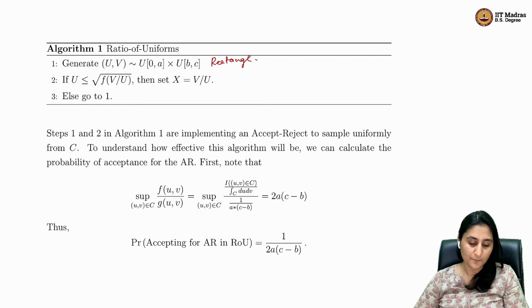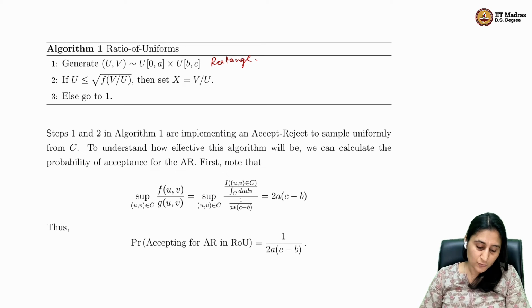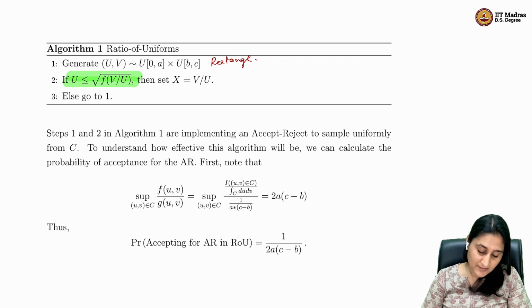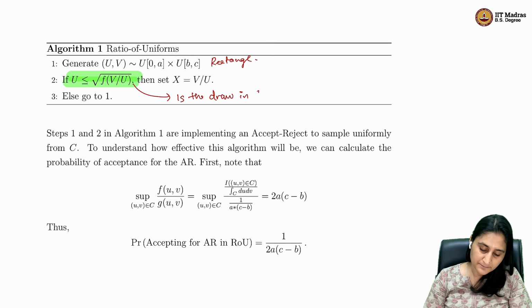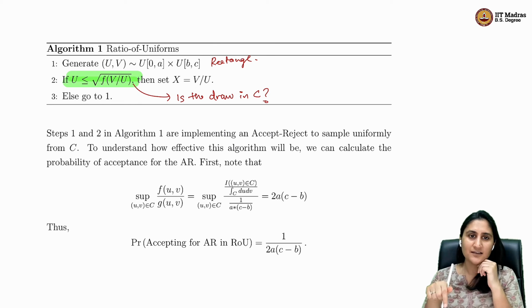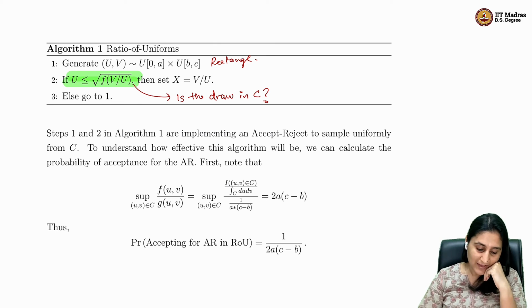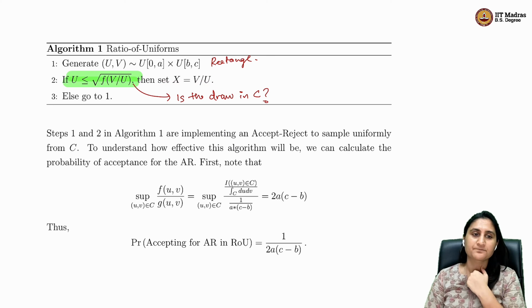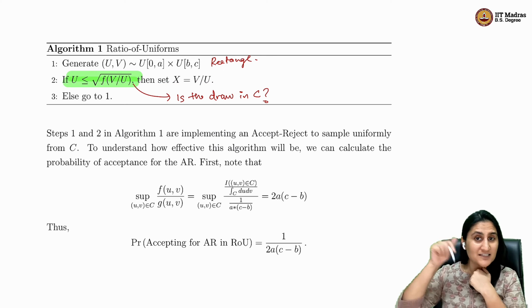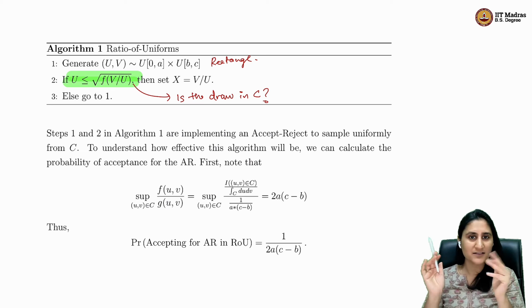Now, if U is less than or equal to square root F of V by U, this part is asking the question: is the draw in C? If it is in C, then I want to set X to be equal to V by U. Because it's in C, my accept reject part is done.